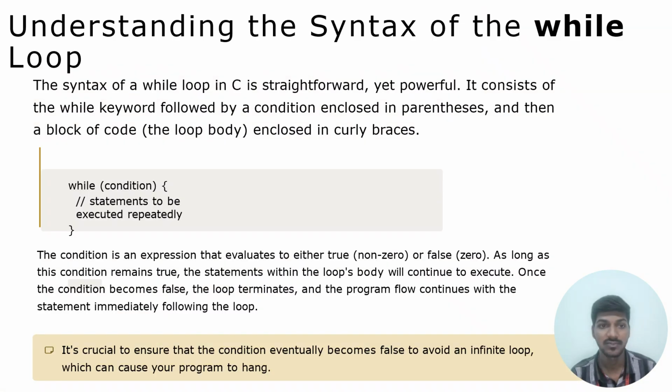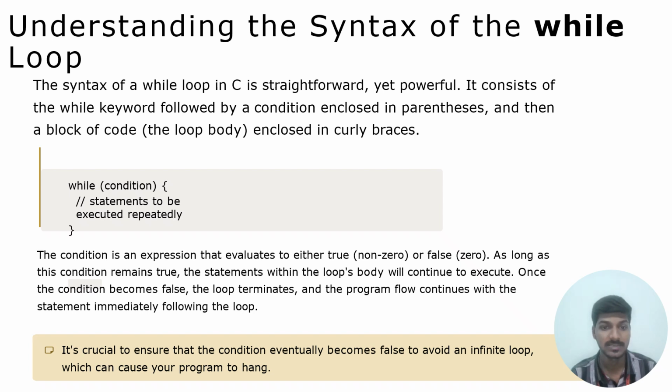Understanding the syntax of the while loop. The syntax of a while loop in C is straightforward yet powerful. It consists of the while keyword followed by a condition enclosed in parentheses and then a block of code, the loop body, enclosed in curly braces. While, within the brackets, condition, open curly brace, statements to be executed repeatedly, and the curly bracket will be closed.